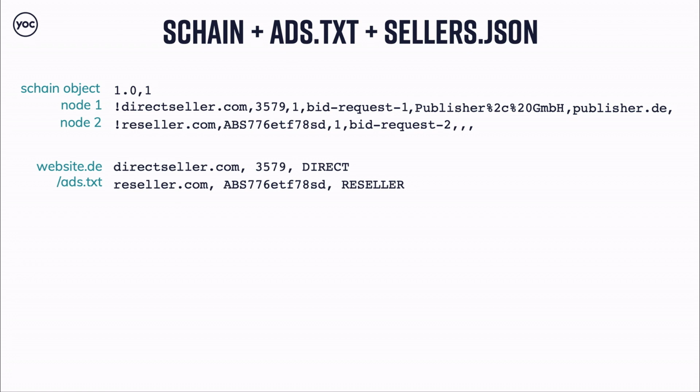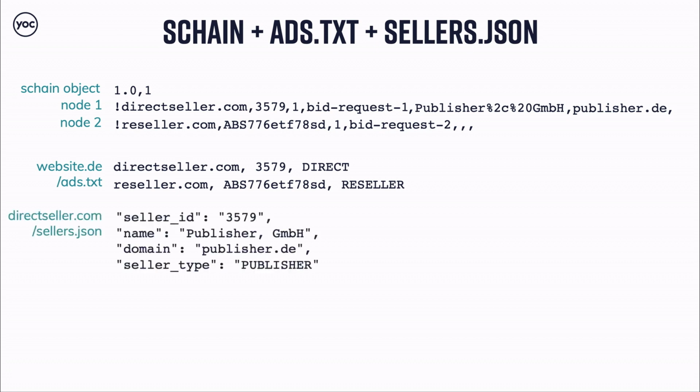First of all, we would look for the publisher ID 3579, which would match node number 1 of the supply chain object. Then we would look for the request ABS 776 that would match node number 2 of the supply chain object. The first one should be direct, the second record should be reseller. Great match.